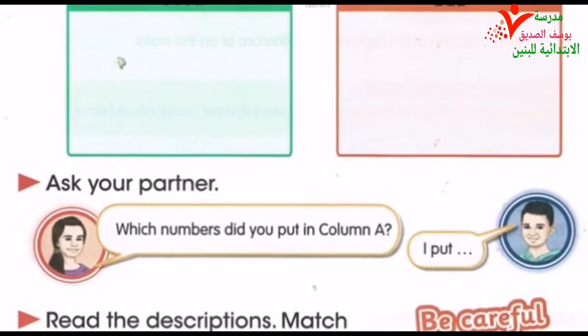Okay? ممارسة. Which numbers did you put in column A? تقدر مثلا انت وصديقك تمارسوا تقول له مثلا which numbers did you put in column A? هو راح يجاوبك شو يقول لك I put مثلا 1 2 3 4 6 8. That's all my dear students.